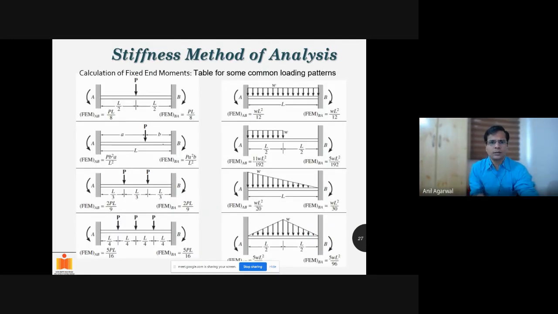So there is a table like this available. This is PL by 8, and this is WL squared by 12. Likewise, many other combinations are possible. You can have 2 loads acting at 3 equal intervals. Then the moment values are available. You may have a uniformly distributed load acting up to half the distance, or a triangular, linearly varying load acting, and then again the moment values are available. So feel free to use this table, but for basic ones such as this P and W, one should memorize the moment values at the end. This is not too much to memorize.